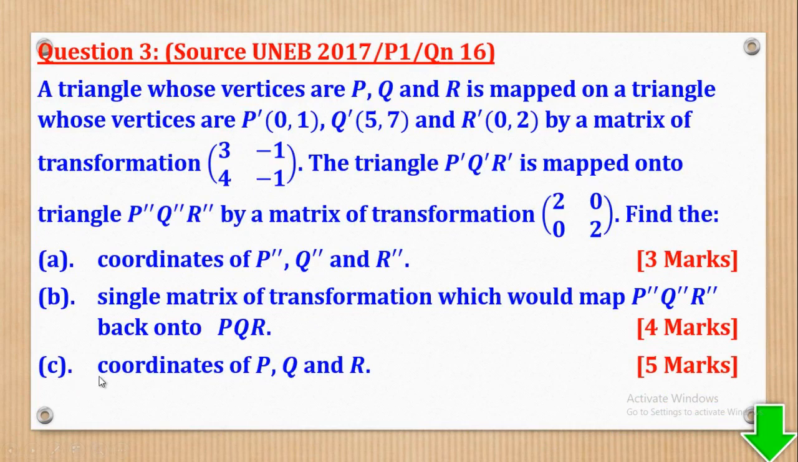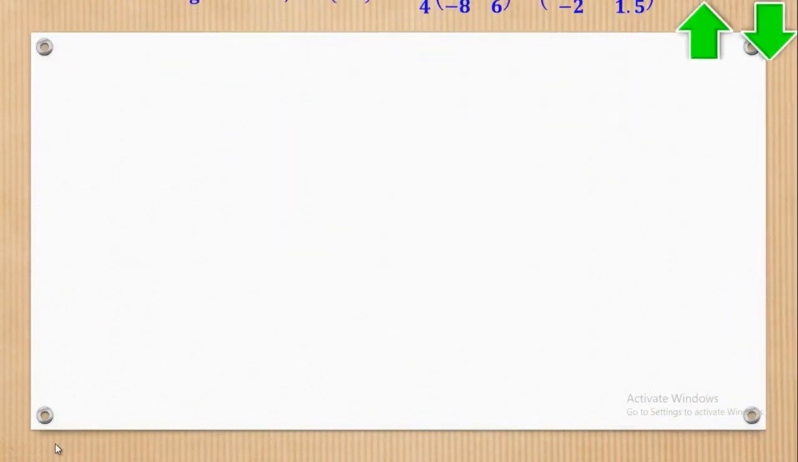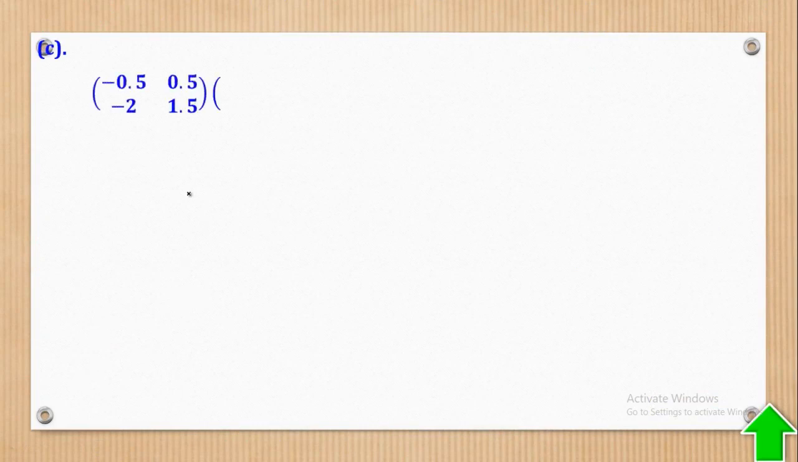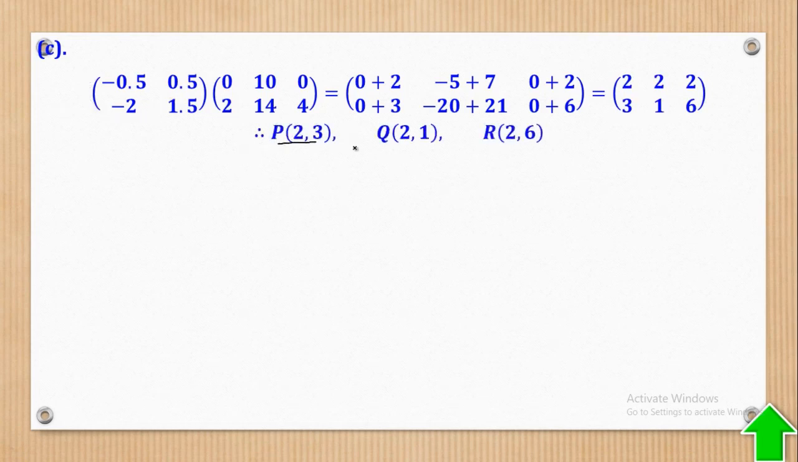Now we shall go to part C, where they want the coordinates of P, Q, and R. The good thing is we have got the matrix which maps this back onto the object. Therefore, when I multiply that matrix with this, I'll be able to get the coordinates of the object. So for part C, I'll take the inverse matrix multiplied by the image to come up with the object. Therefore, I'll write them in coordinate form: P, Q, and R.